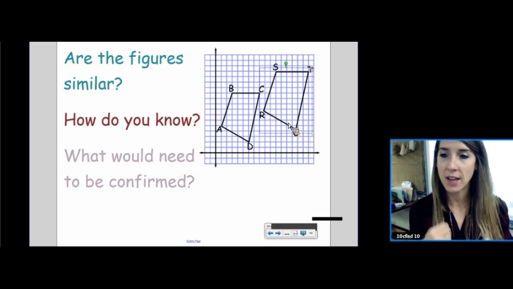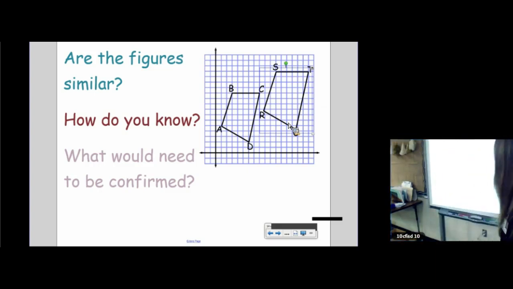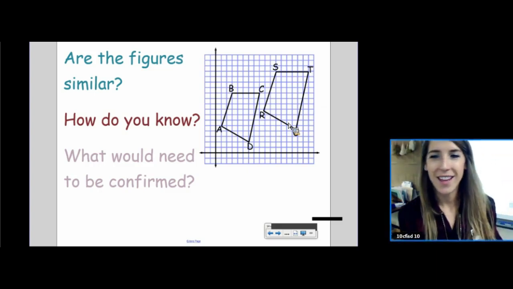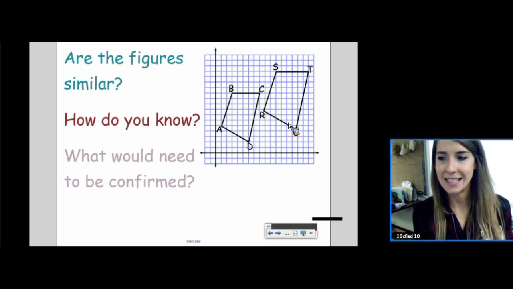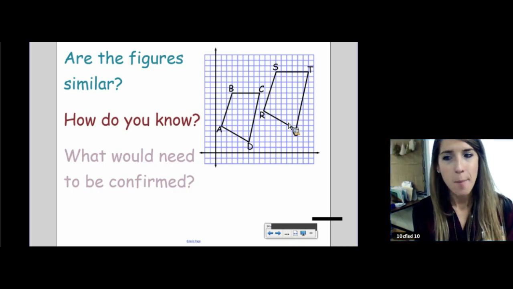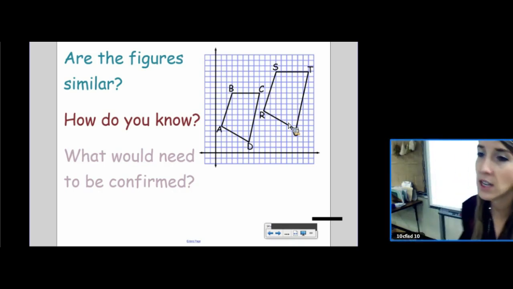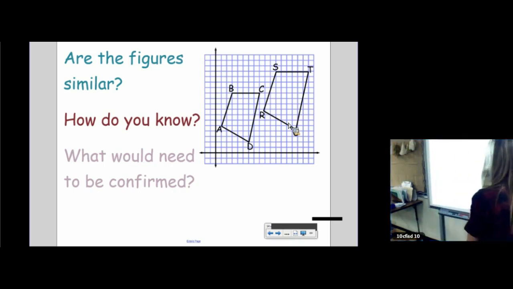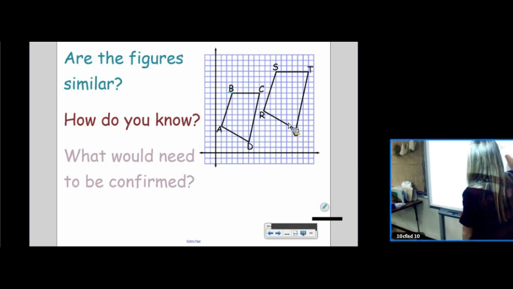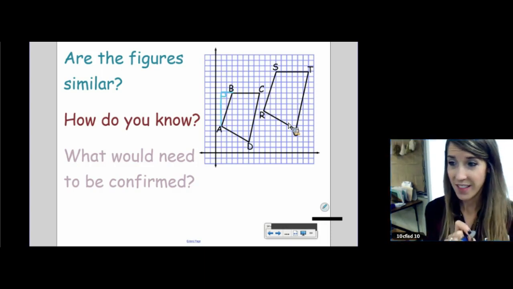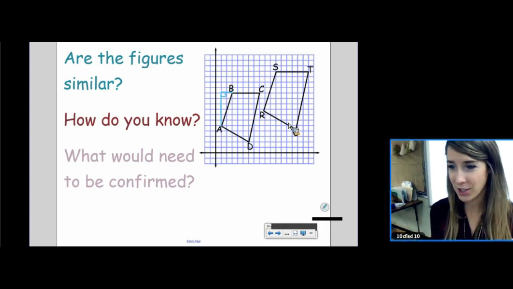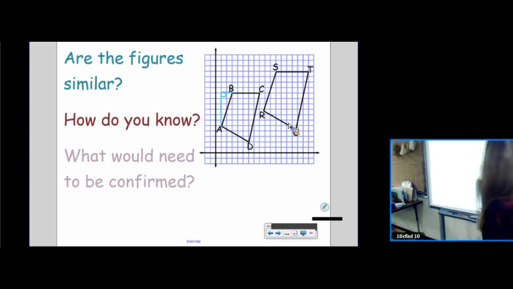Now, what would we do to check the size? Well, if we were going to compare BC and ST, easy, right? We just count how long they are. But to see if two figures are similar, we need to compare more than just two sides. So you would either need to use the distance formula, or you could make a right triangle out of it and use the Pythagorean theorem. This is not slope. This is finding the legs of a right triangle and doing a squared plus b squared equals c squared.